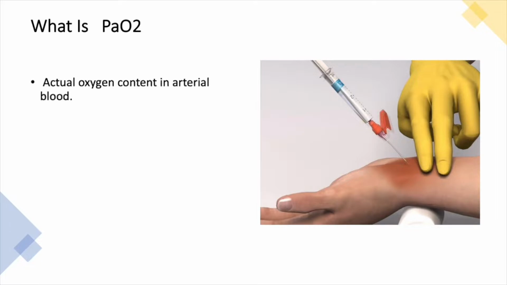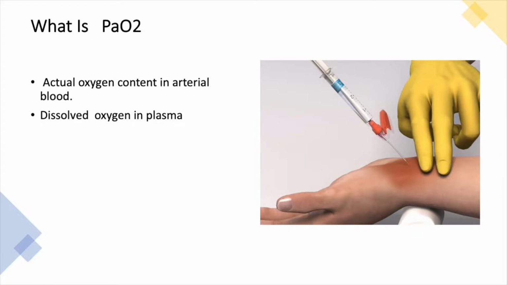PaO2 is the tension of oxygen, or it is actual oxygen content in the arterial blood. So when it is in arterial, it is called PaO2. So it is a partial pressure of oxygen in the arteries, that is the PaO2.